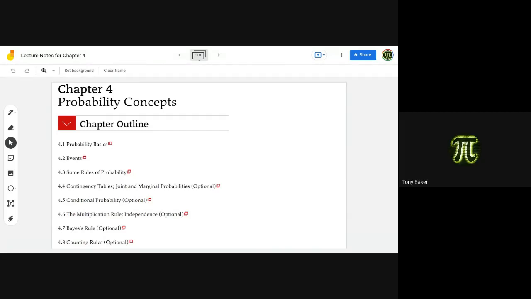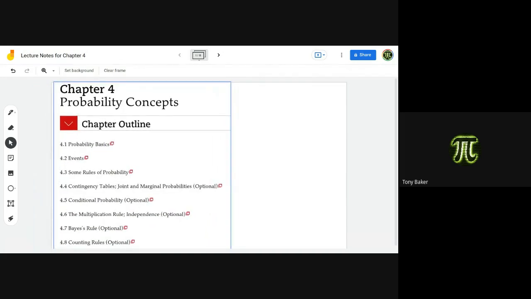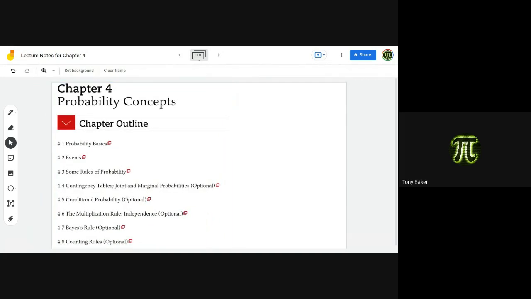All right. So we're going to look at some basic probability events, those type of things. We're going to get towards the end to combinations and permutations. So a bunch of probability stuff.